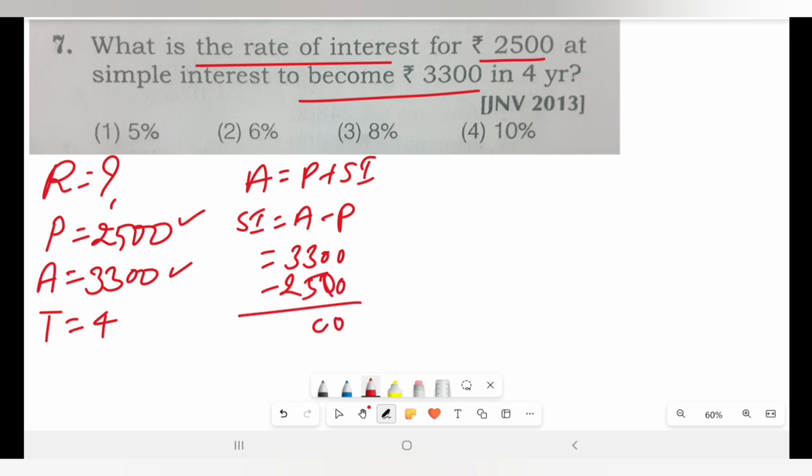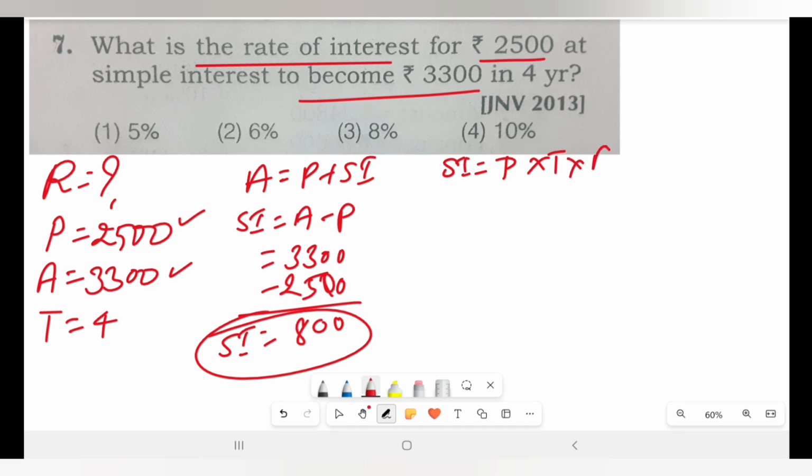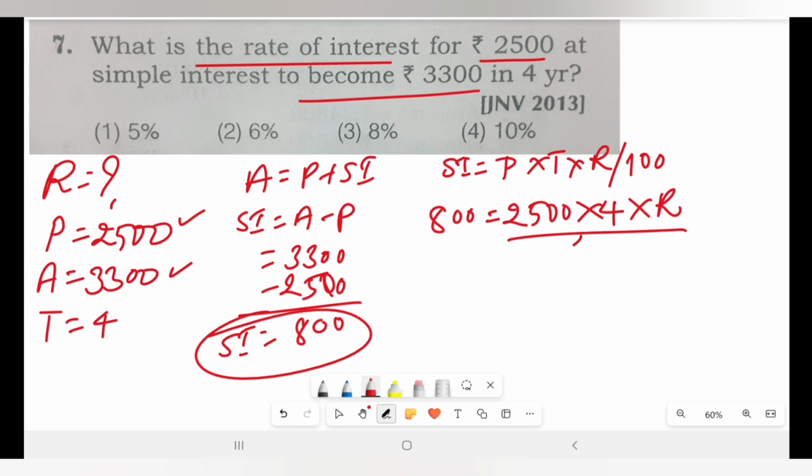Alright, so here this will be 800. Okay, simple interest is equal to 800. We know the formula, simple interest is equal to P into T into R divided by 100. Alright, so here substitute all the values. Simple interest is equal to 800, right? So principal is 2500 and time period T is 4 years and R we have been asked to find out. Okay, so divided by 100.